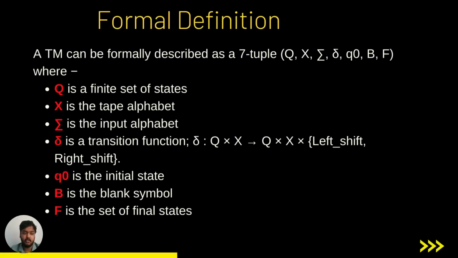Formal definition. A Turing machine can be formally described as a 7-tuple, where Q is the set of states, X is the tape alphabet, epsilon is the input alphabet, and delta is the transition function. Q0 is the initial state, B is the blank symbol, and F is the set of final states.